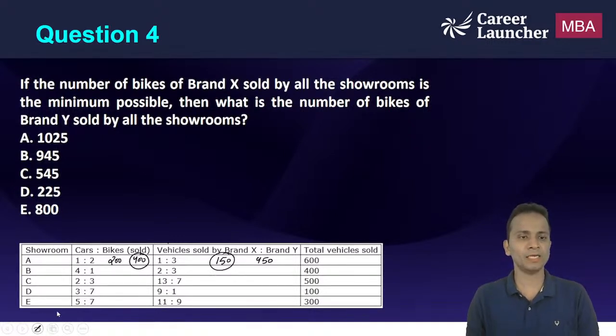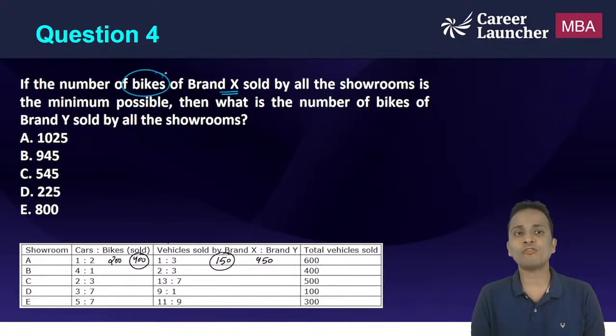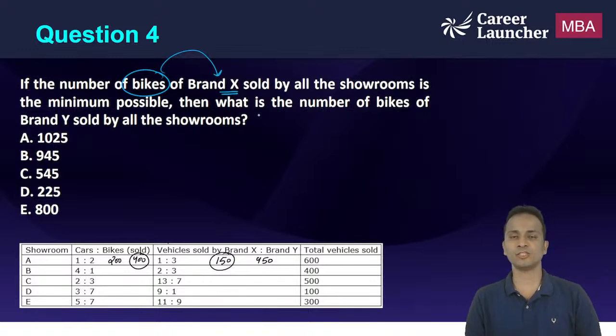Okay, now question is, if the number of bikes of brand X sold is minimum possible. So look at this in the table, number of bikes. So I'm looking at showroom A. Let's take this example. Now showroom A has sold 400 bikes, right? And simultaneously showroom A has sold 150 vehicles of brand X.